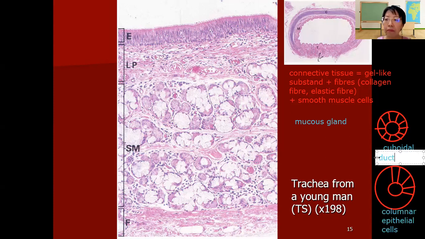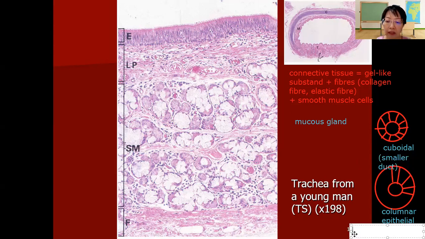So this is a smaller duct, right? This is a smaller duct. Okay, smaller duct. And this one at the bottom is actually a bigger duct. Okay, bigger duct.